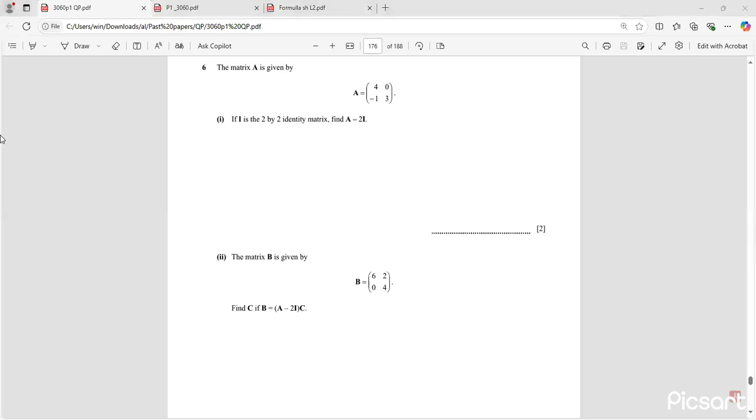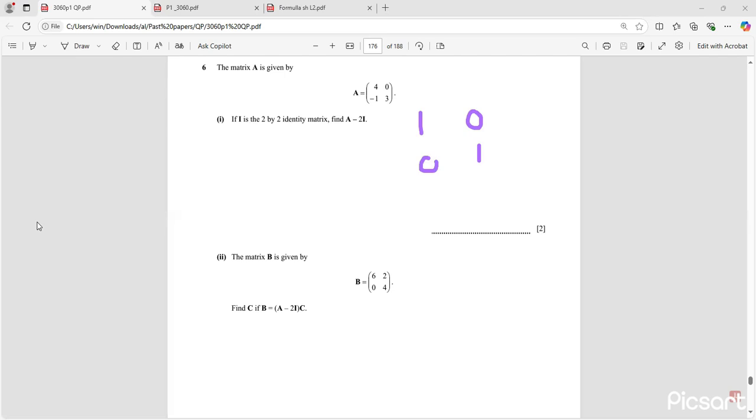Okay, in this question, matrices. He gives you the matrix A, where A equals a, b, c, d, so it is 4, 0, negative 1, 3. Write it like this. If I, the identity matrix, is the 2 by 2 identity matrix. So what is the 2 by 2? 1, 0, 0, 1. Okay, we read it like this: a, b, c, d. So that is the identity matrix. We call it identity matrices.